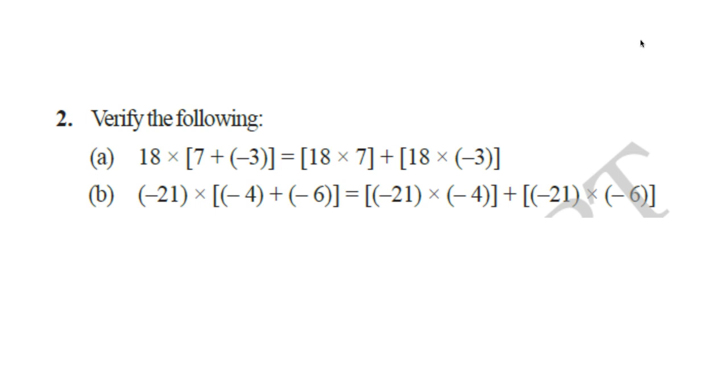Here is question number 2 from exercise 1.3. Verify the following. There are two questions. Do them yourself as homework. 18 into (7 plus negative 3) is equal to 18 into 7 plus 18 into negative 3. Negative 21 into (negative 4 plus 6) is equal to negative 21 into negative 4 plus negative 21 into 6.